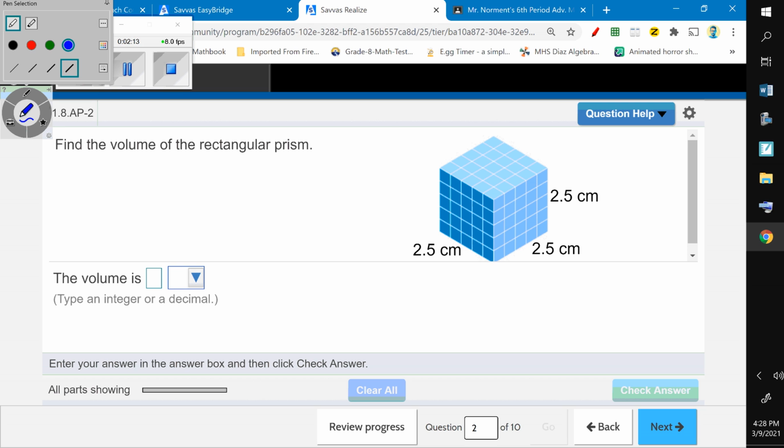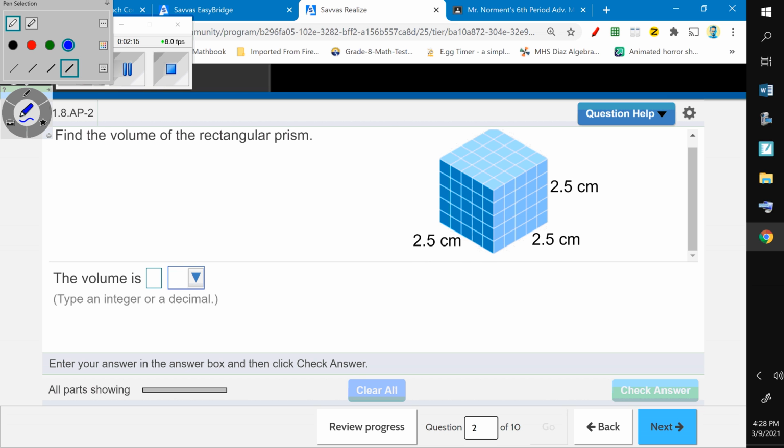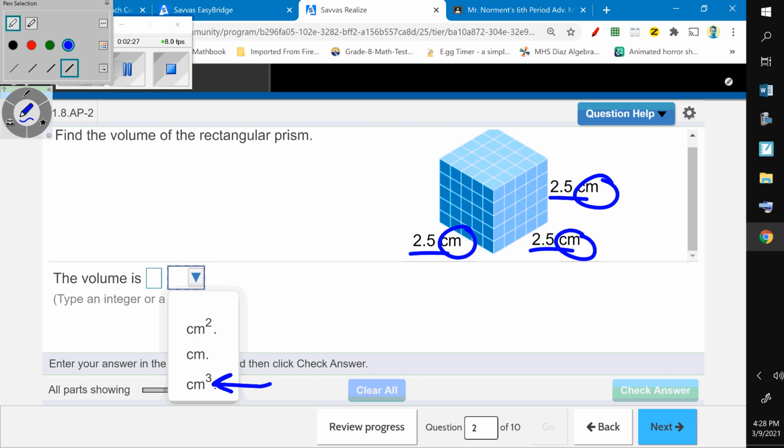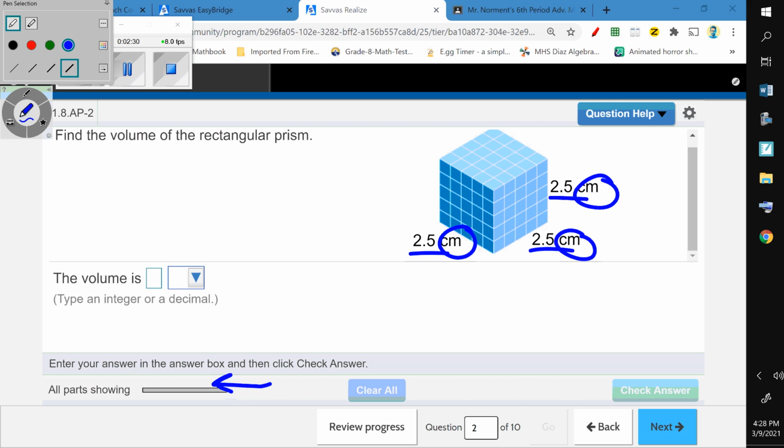Number 2, find the volume. Okay, so you're going to take these three numbers together and you're going to multiply. And when you multiply centimeters times centimeters times centimeters, it's going to be centimeters to the third power. Okay? And 2.5, I'll get you started and I want you to finish on your own.